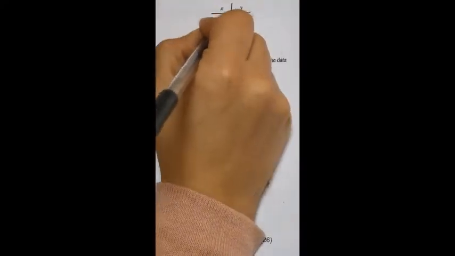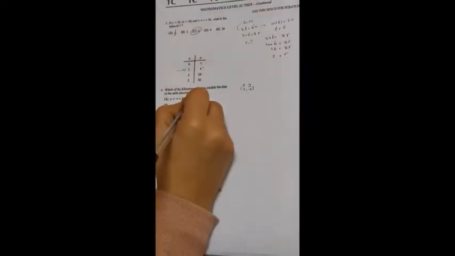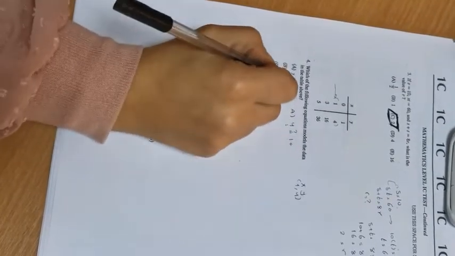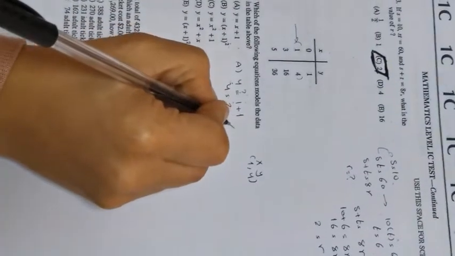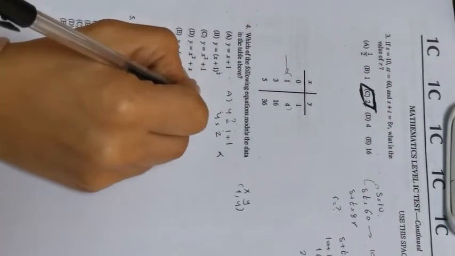So I will choose this ordered pair 1, 4 and apply the value of x and the value of y on the different equations. I will start with equation number 1 or equation A. So 4 is equal to 1 plus 1, the value of x plus 1. So 4 is equal to 2. Of course, this is wrong.